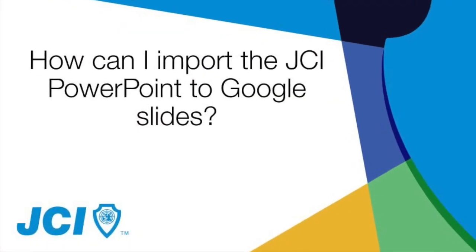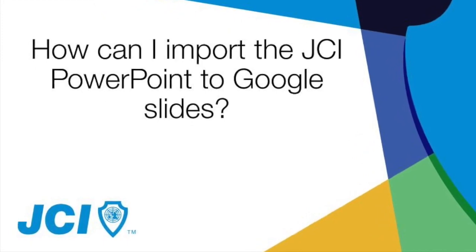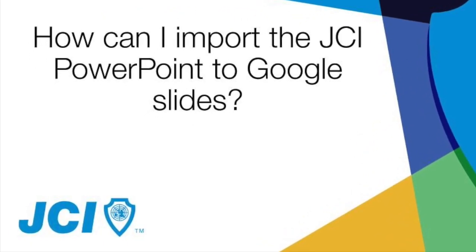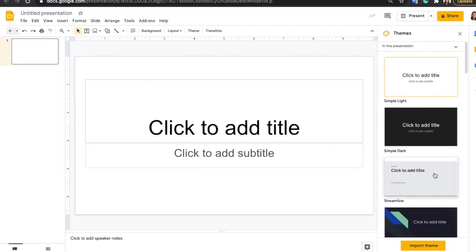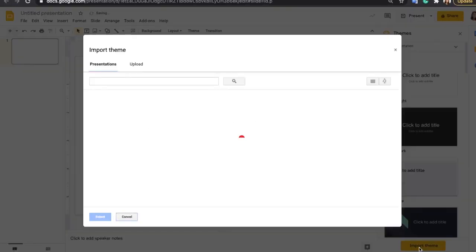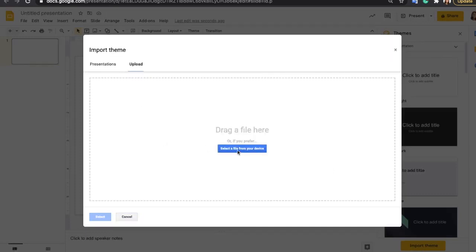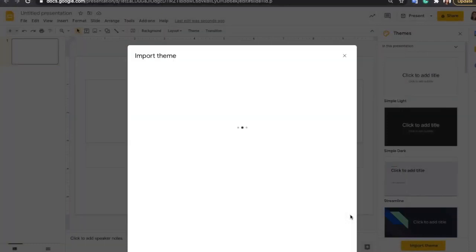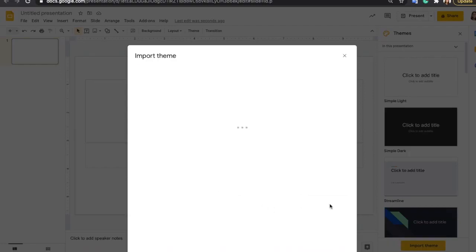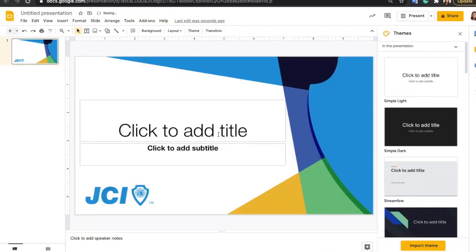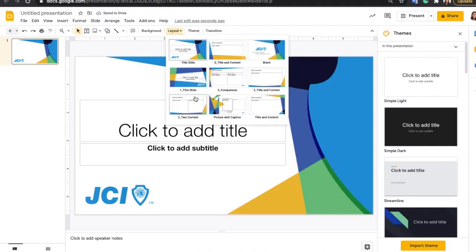Next, I wanted to show you a quick and easy way to upload the JCI official PowerPoint template into Google Drive. So just open an untitled presentation and click the bottom where it says Import Theme. Make sure you've downloaded the JCI PowerPoint and have it somewhere on your computer. Simply select that file and upload it, and it will be there for you to select from the themes. To make sure it uploaded properly, go to the top, select Layout, and make sure you can see all of the beautiful JCI slides there.